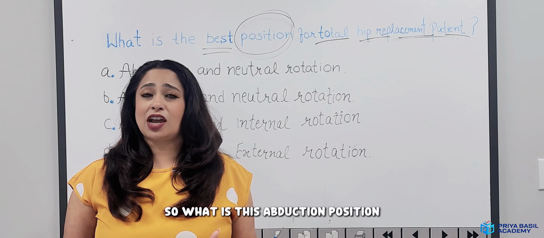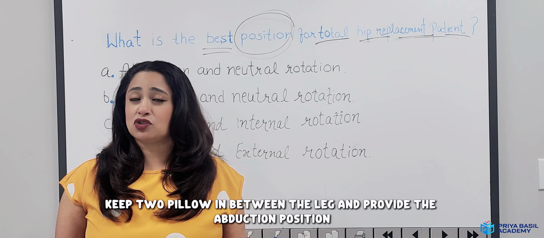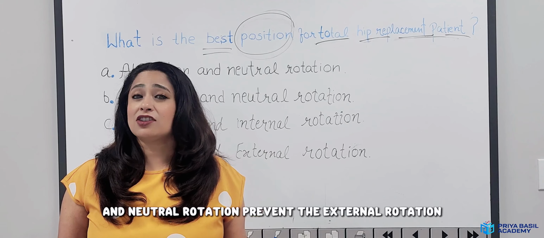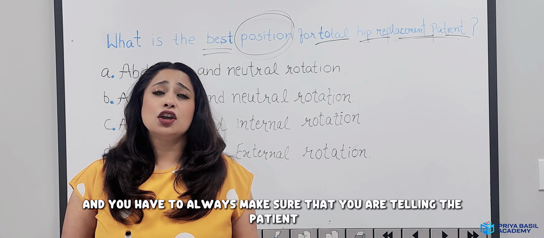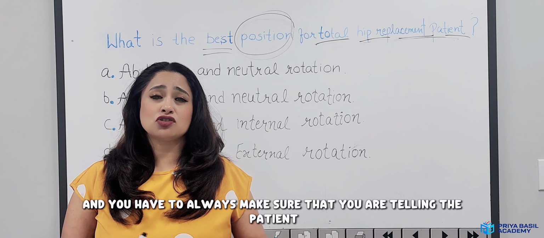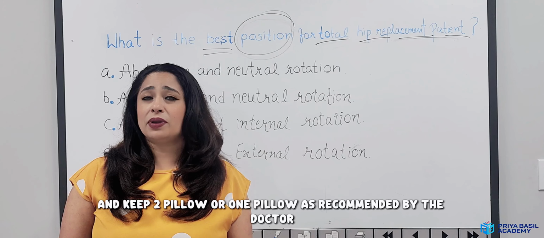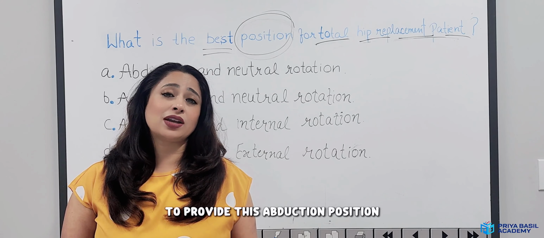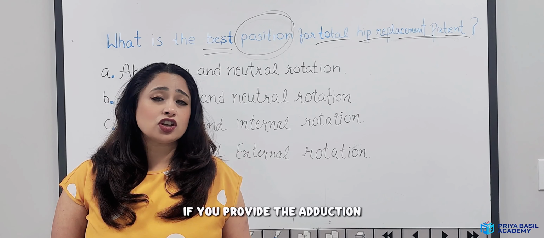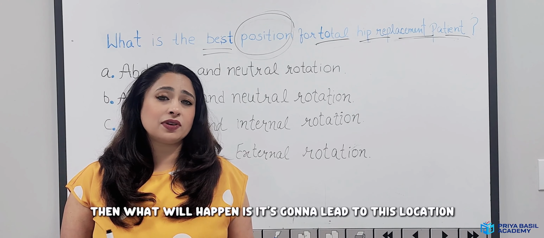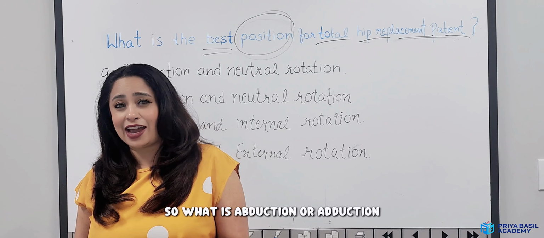So what is this abduction position? Keep two pillows in between the legs and provide the abduction position and neutral rotation. Prevent the external rotation. Always tell the patient to stay in the supine position and keep two pillows, or one pillow as recommended by the doctor, to provide this abduction position. Avoid adduction, because if you provide adduction, it is going to lead to dislocation.